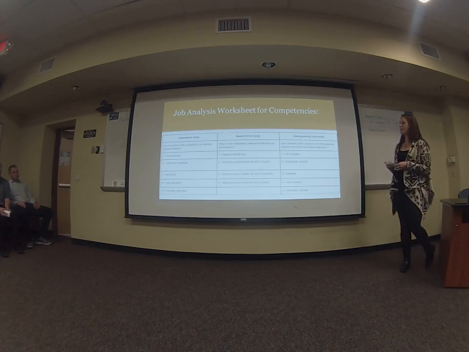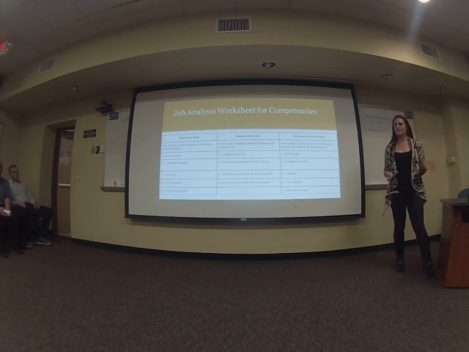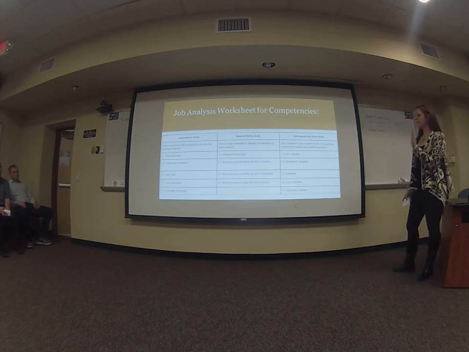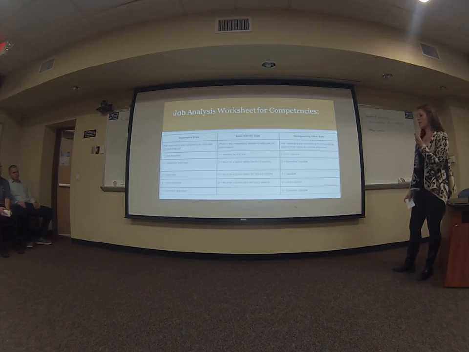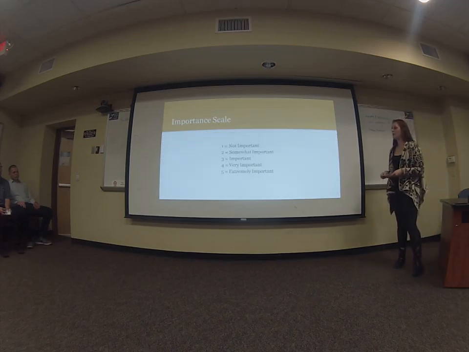And then this is another example of a job analysis worksheet for competencies. It's a little bit similar to the one we just saw. This one has an importance scale, need at entry scale, and distinguishing value scale. They're each 1 through 5 on either end, and then right in the center, 1 through 4, and they both have important questions that are asked prior to rating.